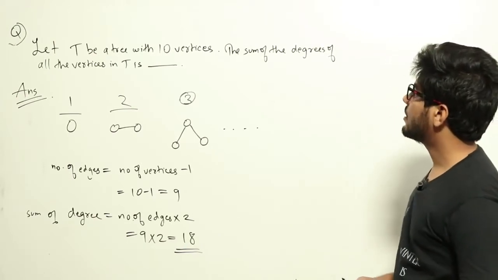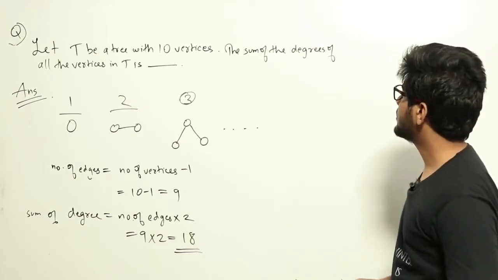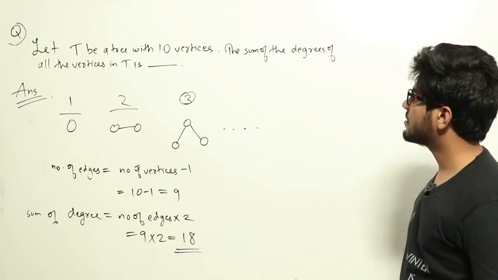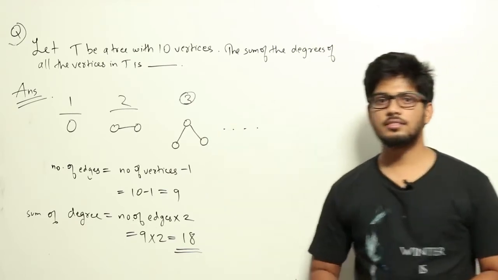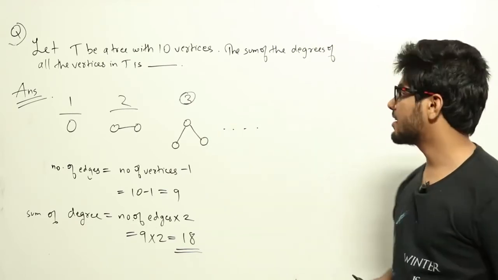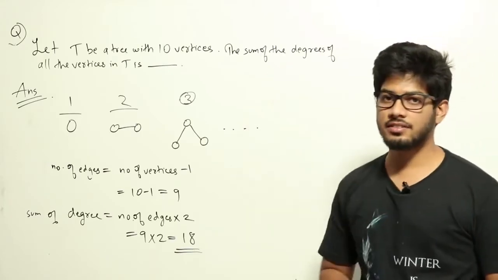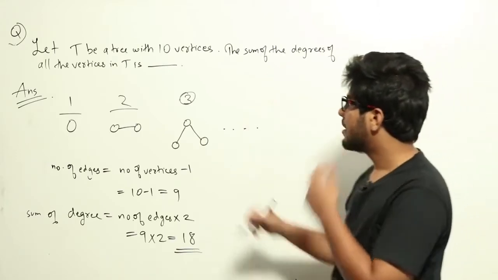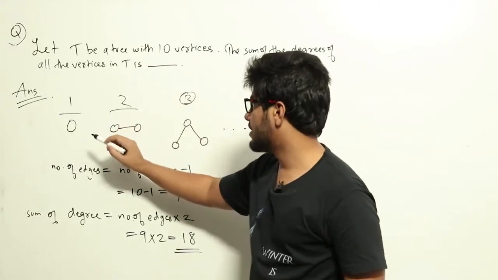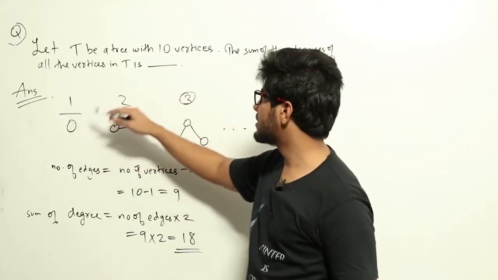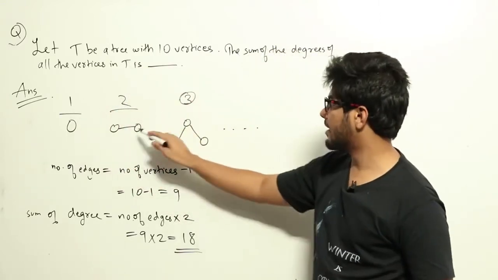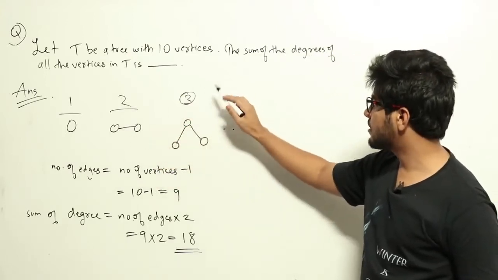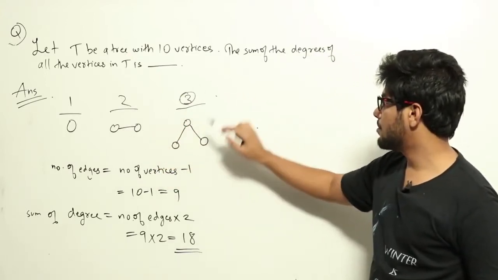Let T be a tree with 10 vertices. The sum of the degrees of all the vertices in T is dash. This is a question from data structures regarding trees. It's a very simple question, so I'll show you how to answer this. Let's consider a tree with one vertex. It will look like this. Now consider a tree with two vertices. It will look like this. Consider a tree with three vertices. It will be looking like this.